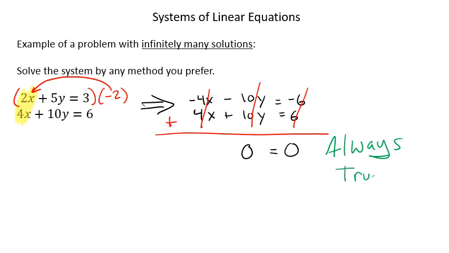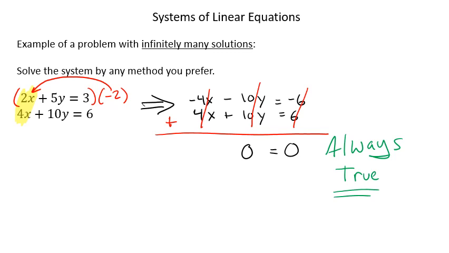That is always true. Under any circumstances, 0 is equal to 0. So that means there are infinitely many solutions, but we have to be a little bit more specific, okay? If it's no solution, you just say the words, there is no solution. That's the answer. If there's infinitely many solutions, we can't just say infinitely many. We have to be more specific, because it's not every single point in existence. It's only the points on the line.